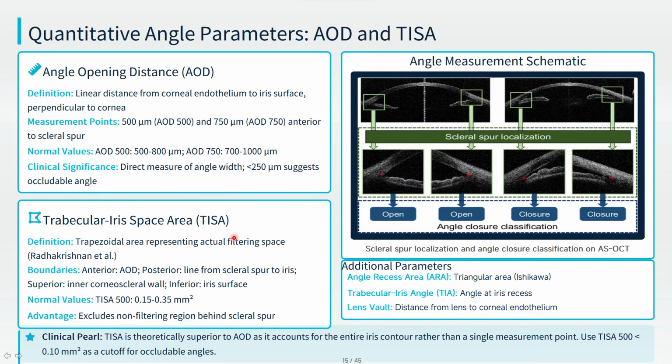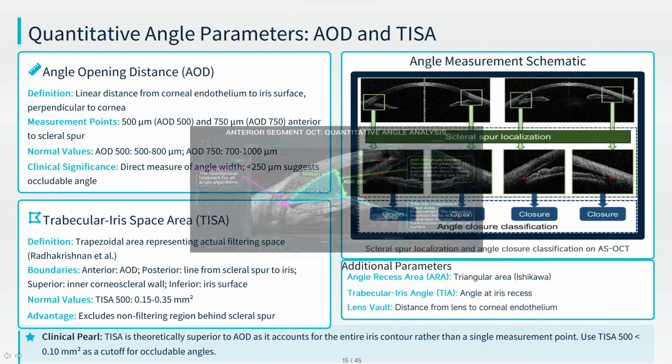And there are certain normal ranges. For example, an angle opening distance between 500 to 800. Below this value indicates that it is an occludable angle if it is less than 250. Also, the TISA area, which is normally between 0.15 to 0.35. If it is less than 0.1, it is an occludable angle. So we will study in detail how to measure these variables.